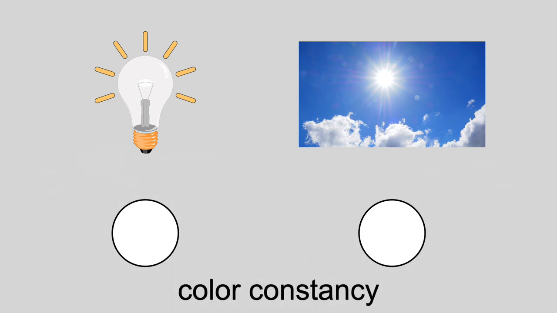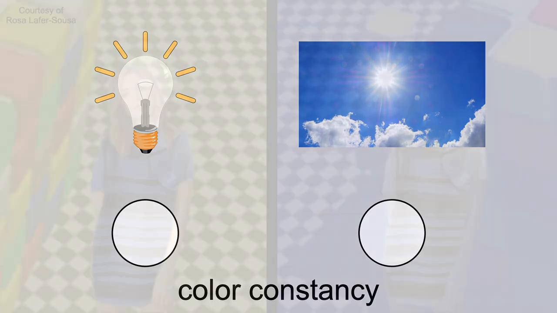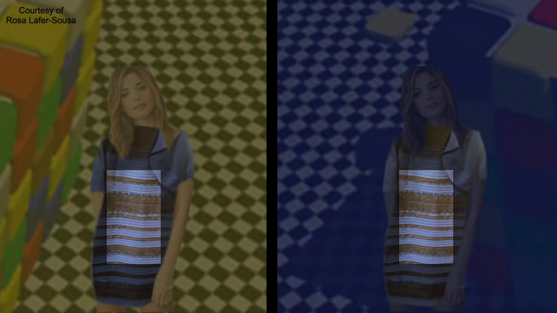Things look similar to us when the light changes. And it's really useful. Wouldn't it be weird if your clothes were changing colors all the time? Well, occasionally this does happen. Most people see the dress on the left as blue-black, and the one on the right as white-gold. Trust me, they're exactly the same.